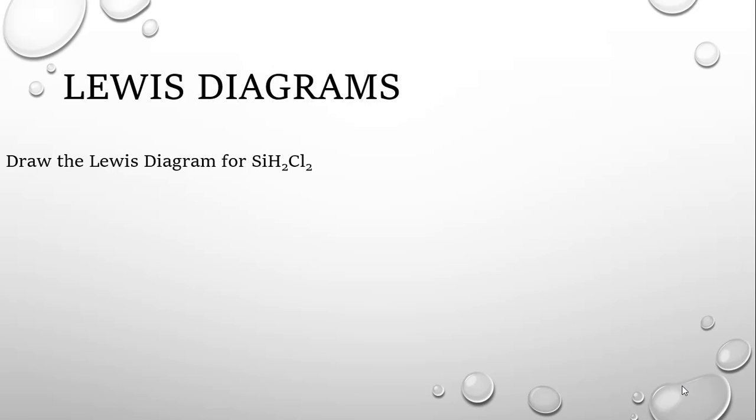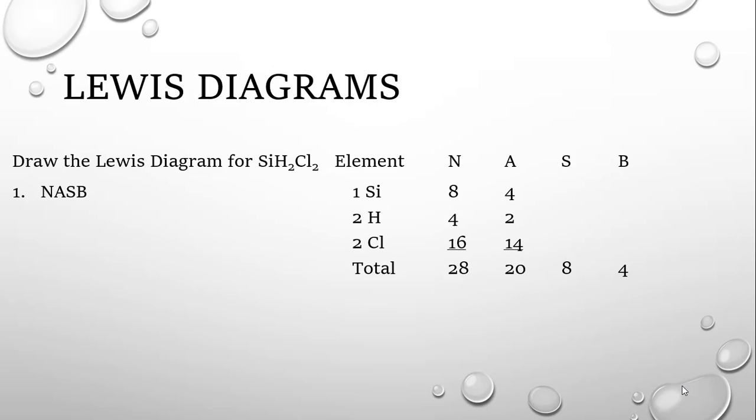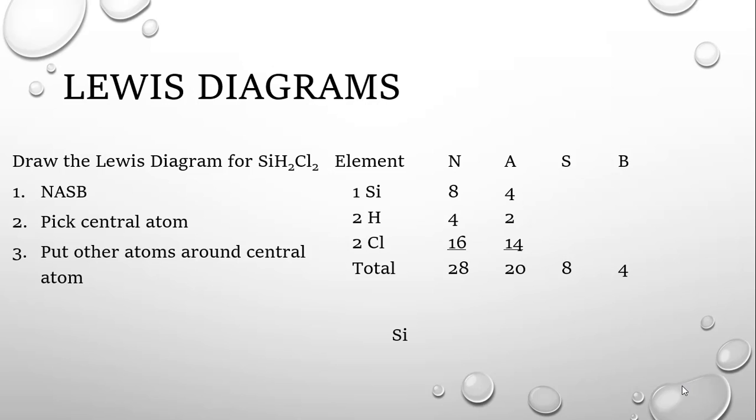I will show you the answer, and then I'll take you through it. Go. And this is the correct answer. We start with the NASB table, and here it is completed. We need 28. We have 20, so we need to share 8, so we need 4 bonds. Pick the central atom, never hydrogen, and silicon is less electronegative than chlorine, so it'll be the silicon. Then we're going to put the other atoms around the central atom, 1 in each quadrant in this case.